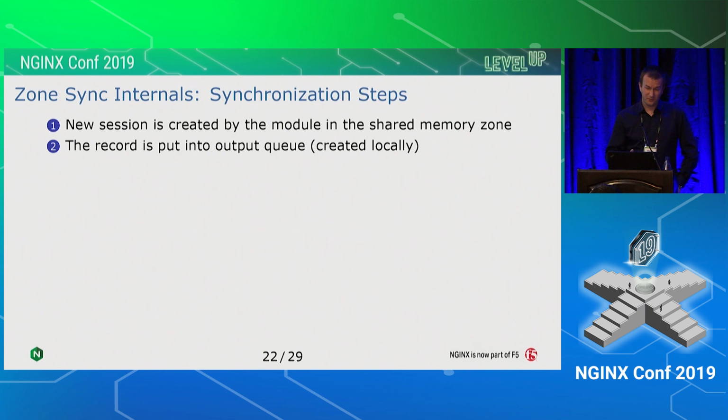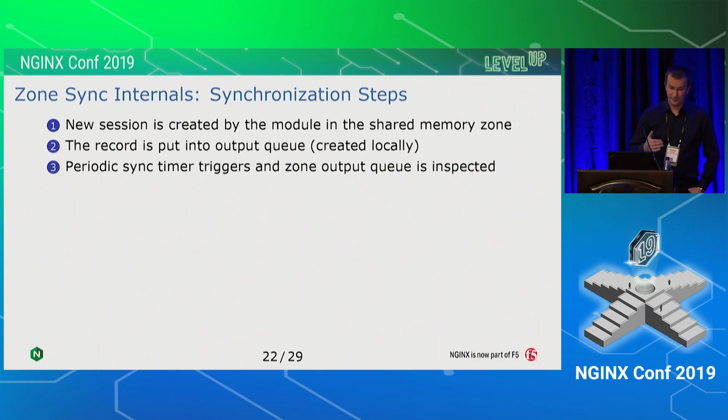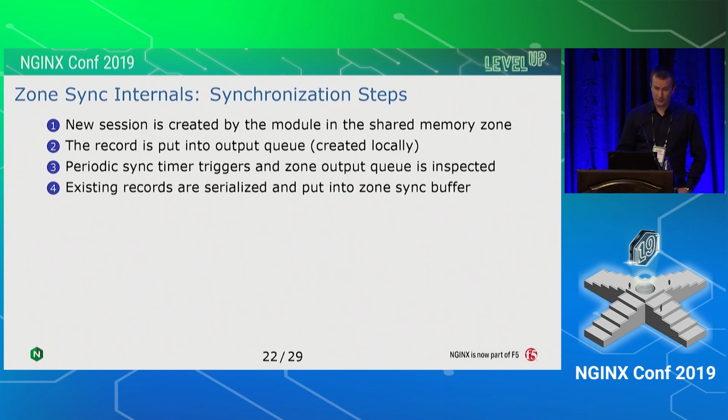The model can continue with its normal operation, and as a result, this record can be updated multiple times or even deleted. We haven't yet sent anything to network, and we didn't do anything fancy. Next, the periodic sync timer triggers and zone output queue is inspected. So now the zone sync model looks at what we have in the output queue to synchronize, and it starts to consume the output queue until it has no buffer space available or the queue is empty.